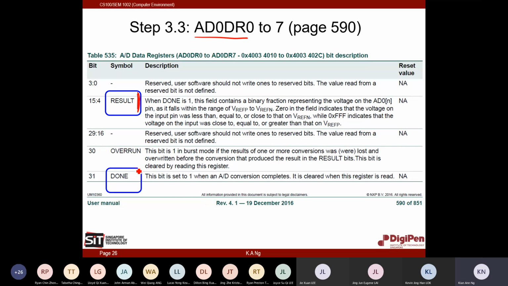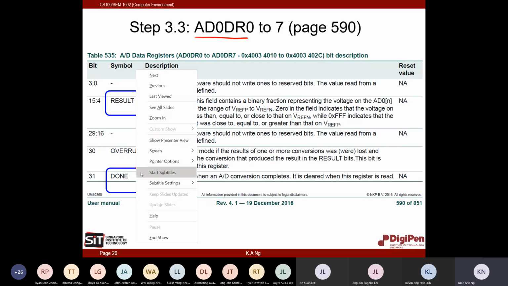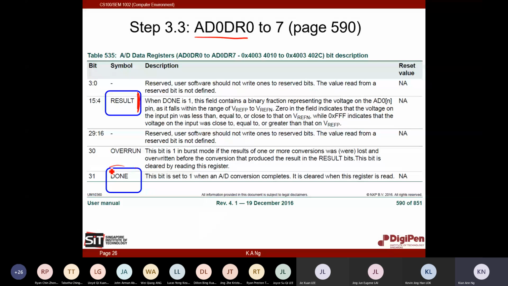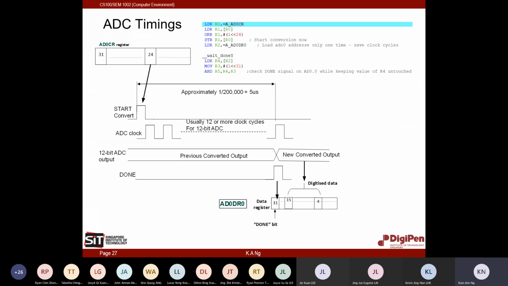And then there's a done signal. Remember, you call the ADC to convert, and when it's done, there's an indicator. So there's a done indicator in bit number 31. Okay, let me see the next slide. Okay, so this is the register that you'll always be reading for your logic.